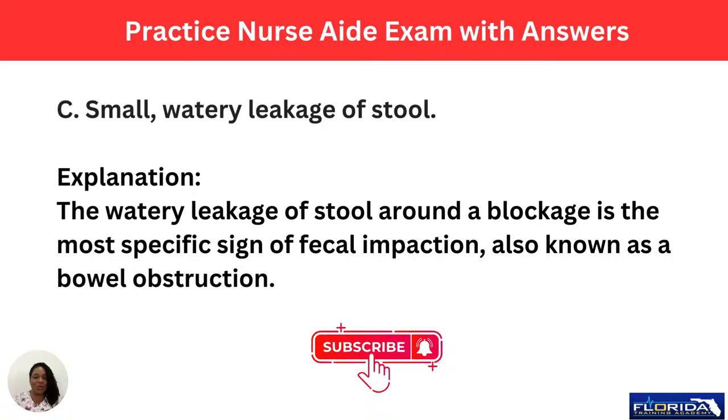The watery leakage of stool around the blockage is the most specific sign of a fecal impaction, also known as a bowel obstruction. And if you think about it, abdominal pain can be caused by multiple issues. For this particular question, it was specifically talking about fecal impaction. And the way that you would even have a clue that your patient's impacted is, number one, they haven't had a large bowel movement or a sufficient bowel movement to match the quantity of meals that they've eaten, but you do see water leaking from the rectum area. And so that would be a sign that, hey, there's a blockage there and the stool isn't able to pass.